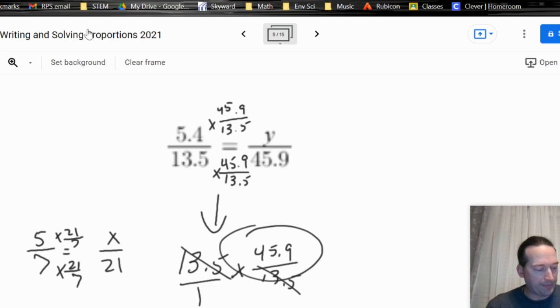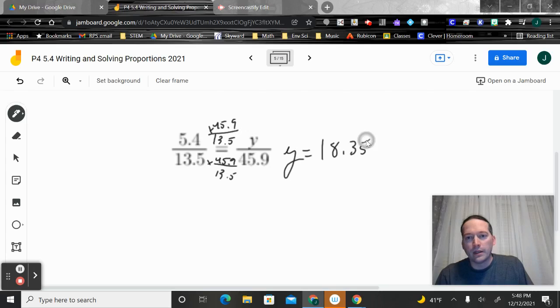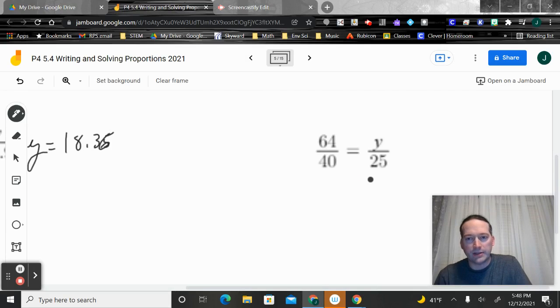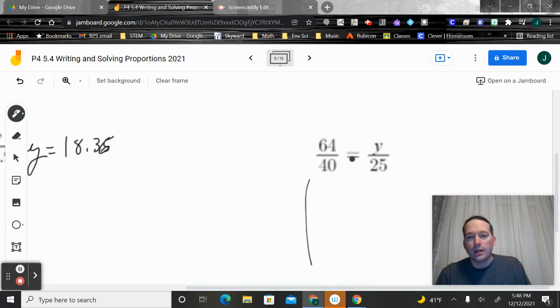Okay, and then I multiply that by 5.4, and I get 18.36. And y is equal to 18.36. So let's use that same strategy over here. We're going to multiply what we're going to divided by where we came from. So 25 over 40. And again, this works every single time, right?